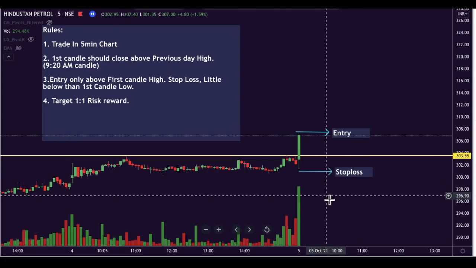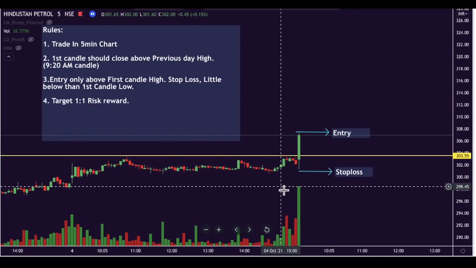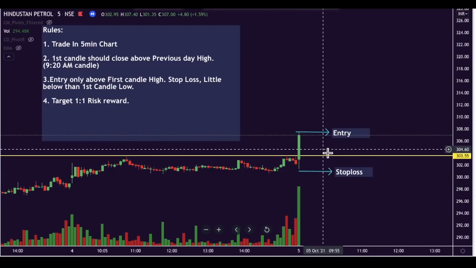Now some of you might be thinking where to find this kind of stock. As I said earlier, I'll be giving you the scanner which will always find these kind of stocks and give it to you. So don't worry about the stock selection process.